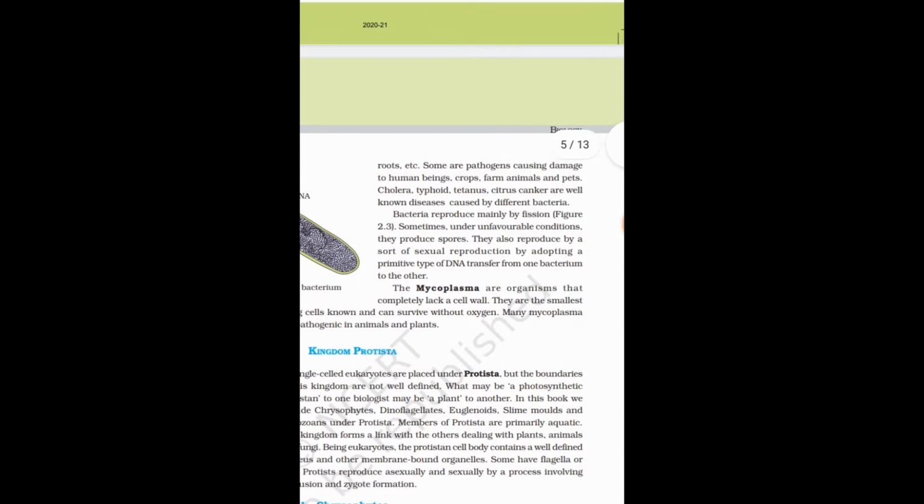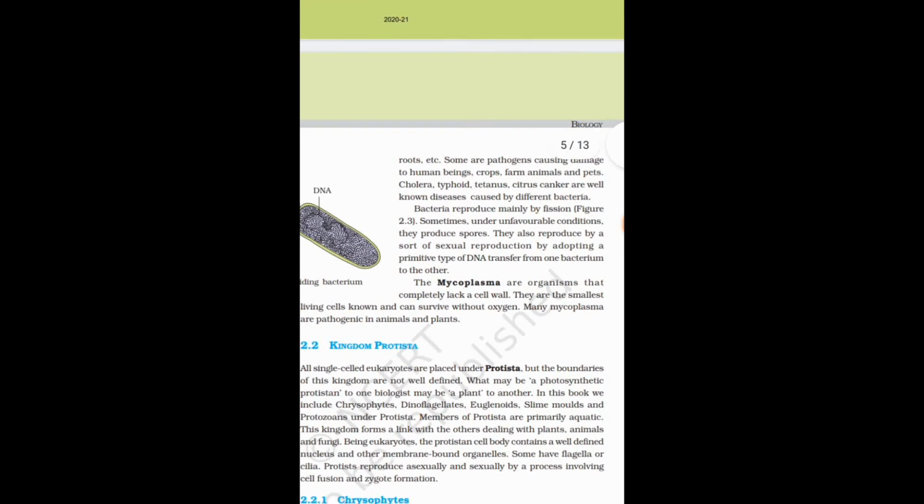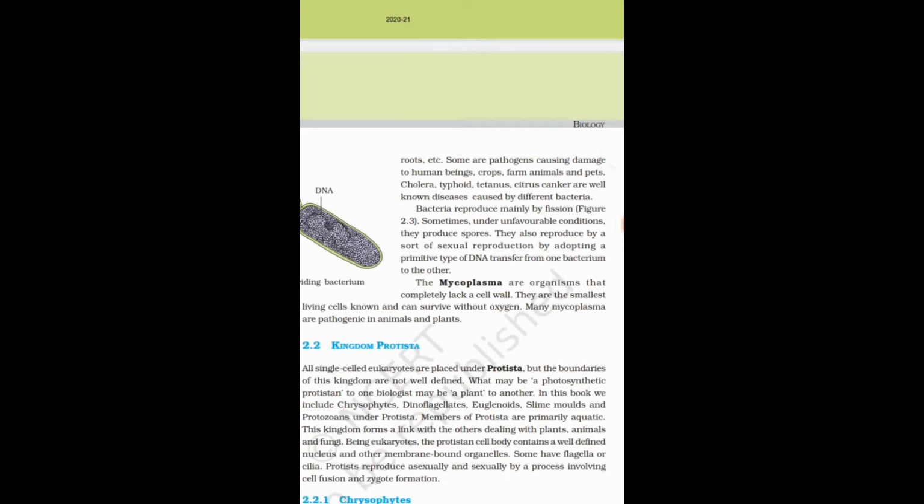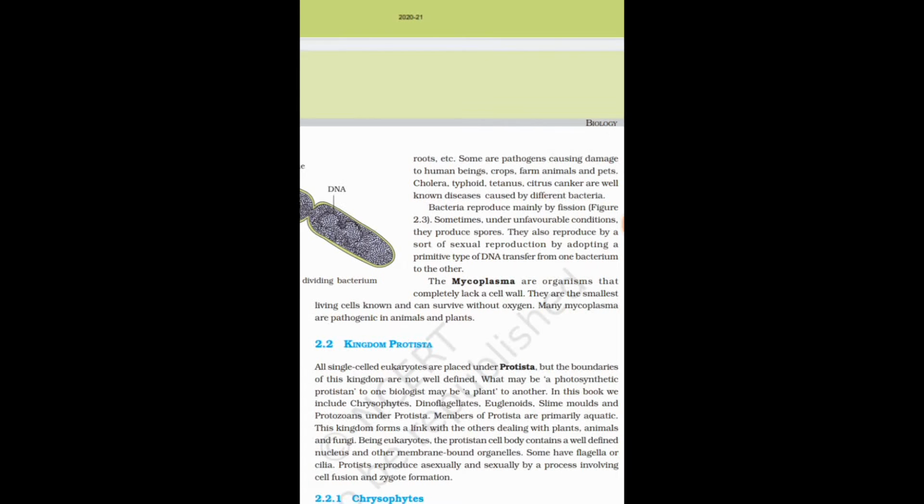Some are pathogens causing damage to human beings, crops, farm animals and pets. Cholera, typhoid, tetanus and citrus canker are well-known diseases caused by different bacteria. Bacteria reproduce mainly by fission, given in figure 2.3. Sometimes under unfavorable conditions, they produce spores. They also show a sort of sexual reproduction by adopting a primitive type of DNA transfer from one bacterium to the other.